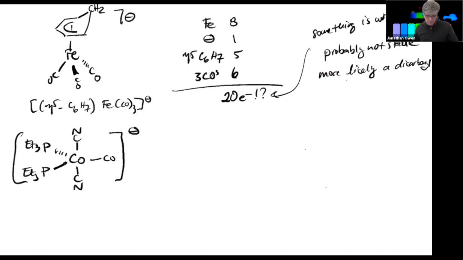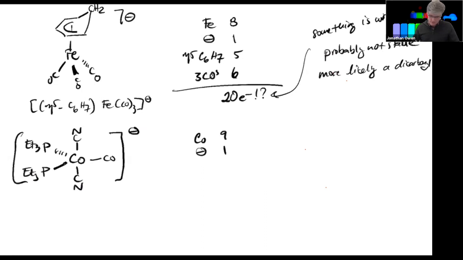Bis triethylphosphine, cobalt, dicyanocarbonyl anion. How many electrons does cobalt have? 9. There we go. Nickel, palladium, platinum is 10. Cobalt, rhodium, and iridium is 9. Iron, ruthenium, and osmium is 8. Cobalt, rhodium, and iridium, 9.